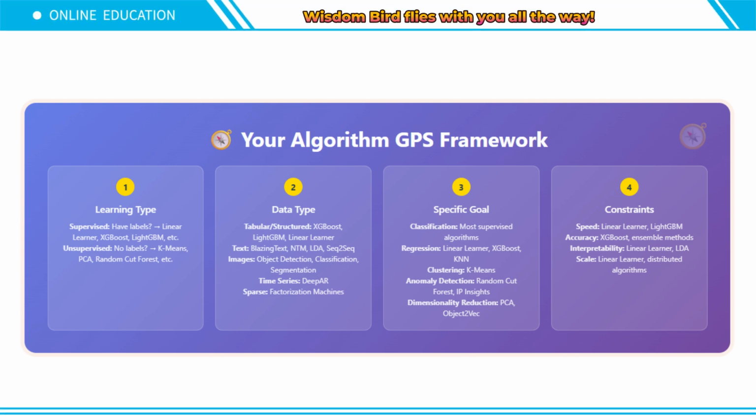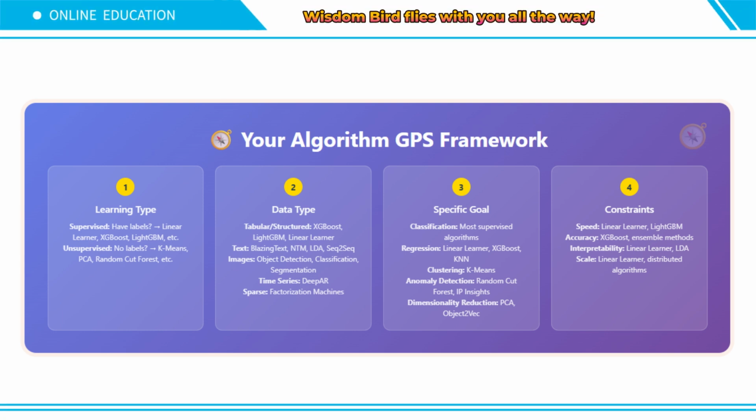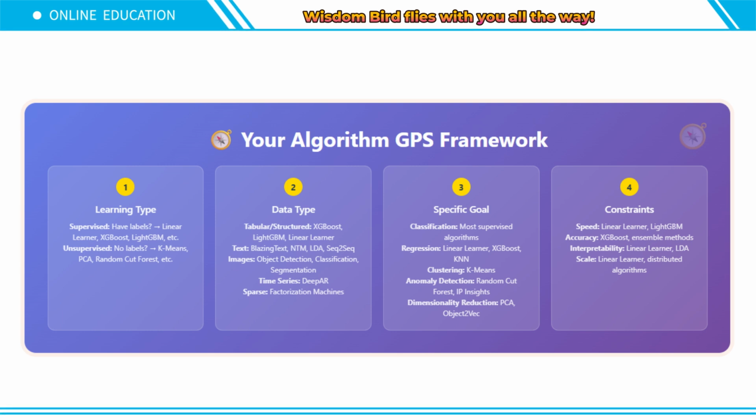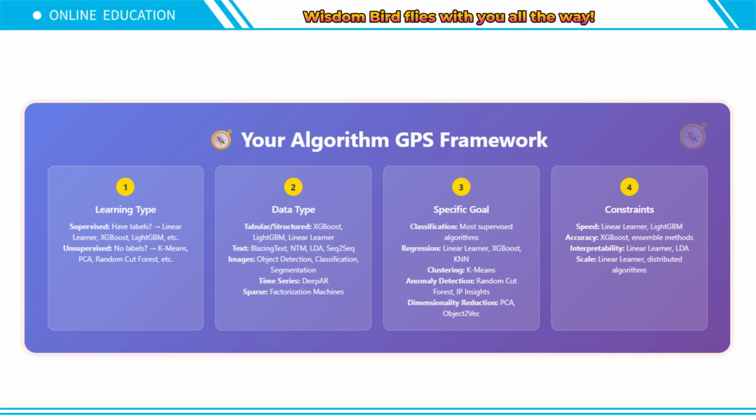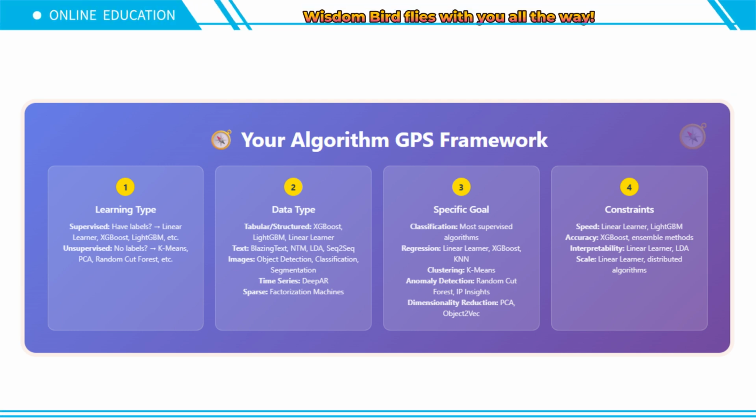Step 2: what's your data type? Tabular structured: XGBoost, LightGBM, linear learner. Text: BlazingText, NTM, LDA, seq-to-seq. Images: object detection, image classification, semantic segmentation. Time series: DeepAR. Sparse: factorization machines.